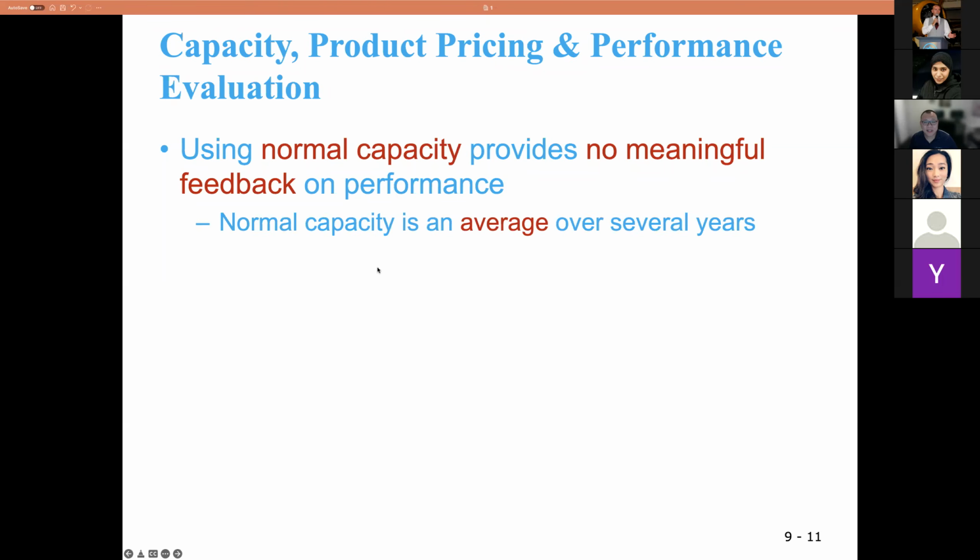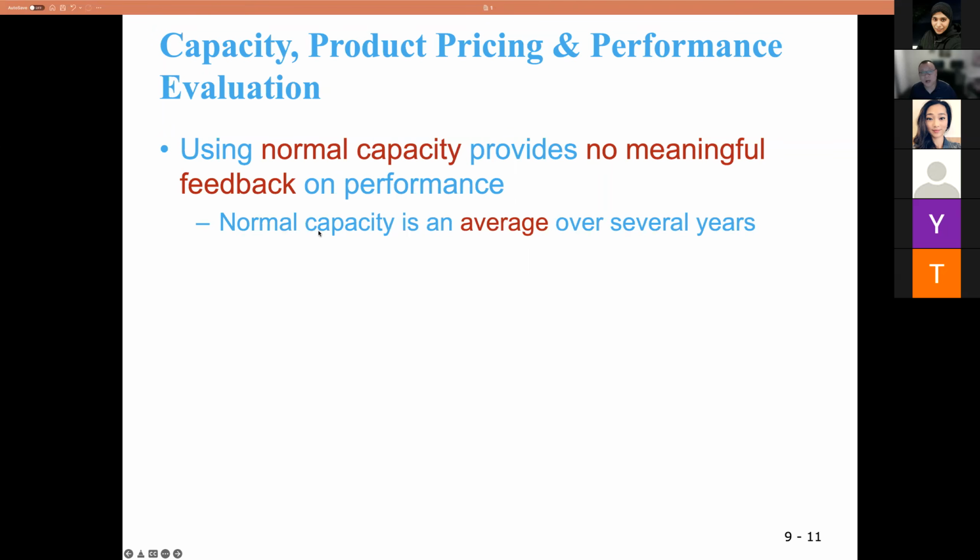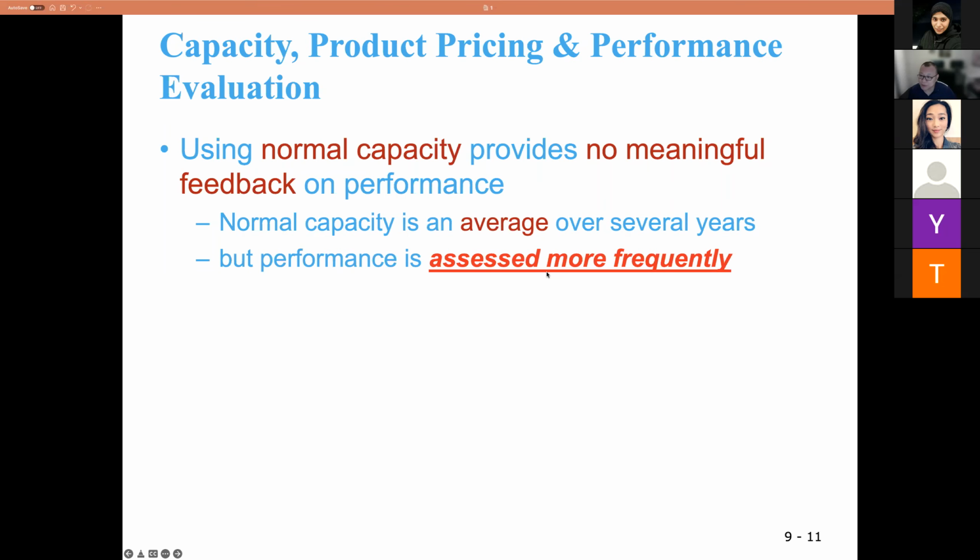So basically, this is average. The normal capacity is about average over several years, right? Performance has to be assessed more frequently, right? So in that case, you want to use the master budget capacity. You should not use the normal capacity because this is the average over several years, okay?